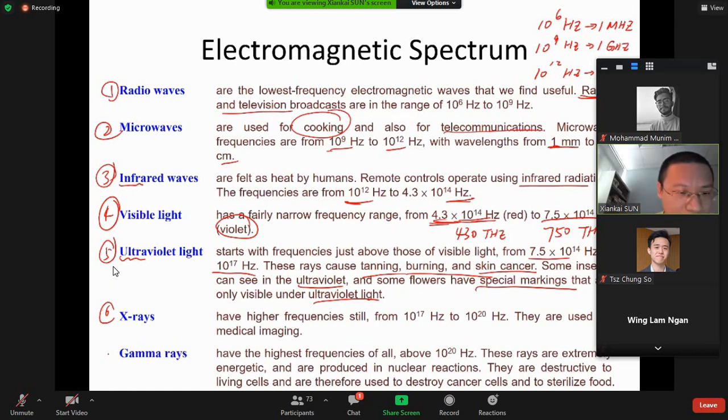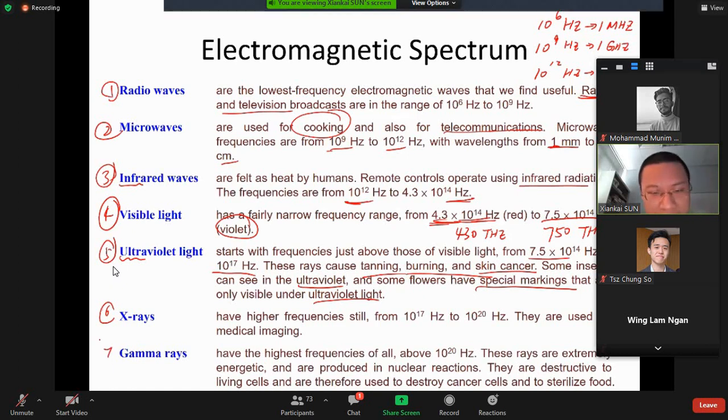And next one will be the gamma rays. Gamma rays have the highest frequency of all, above 10 to the 20th power hertz. These rays are extremely energetic and are produced from nuclear reactions. They can destroy living cells and can also be used to destroy cancer cells and sterilize foods.